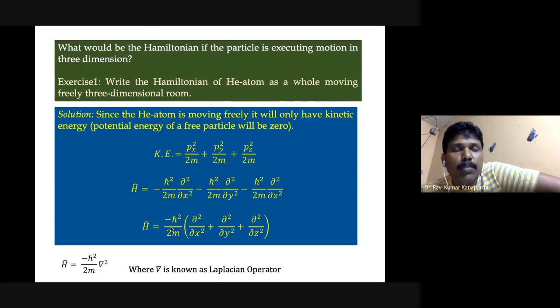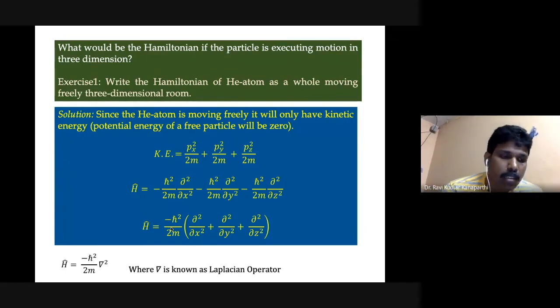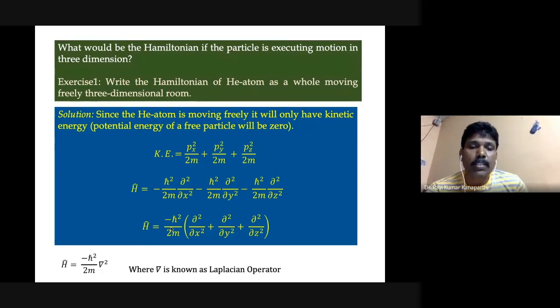So the Hamiltonian operator of a particle which is moving in a three-dimensional space is nothing but minus ħ² upon 2m multiplied by del squared. This is the total energy operator, which we call the Hamiltonian operator of a particle moving in three-dimensional space. Please note it down. This is a very simple thing, and there is nothing much required to understand it.